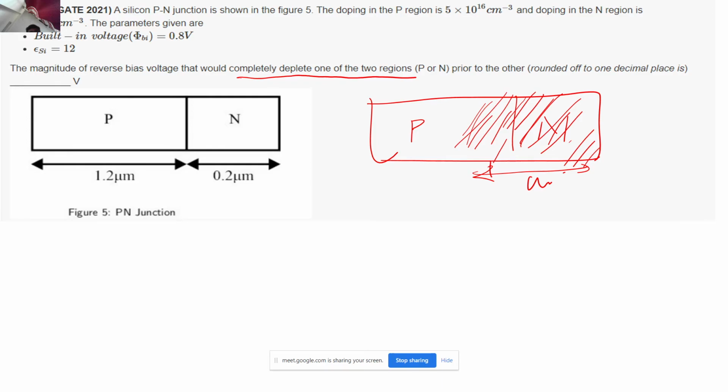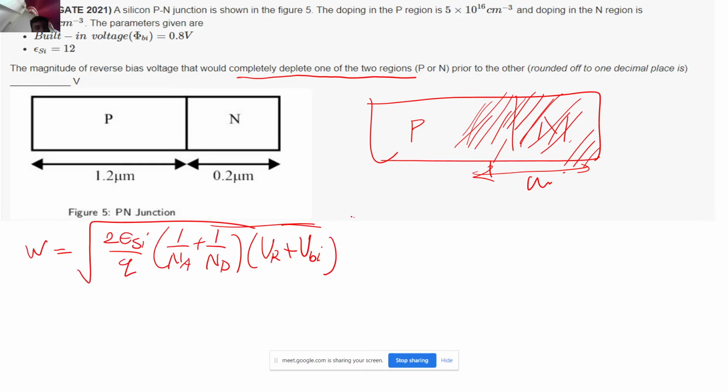2 epsilon Si by Q, correct? 1 upon Na plus 1 upon Nd times Vr plus Vbi. Now let's see what has been given to us. Na is given to us, Nd is known, epsilon Si is known, the reverse bias voltage we have to calculate. VBI has been given to us, correct? Now we just want to find this value of W.